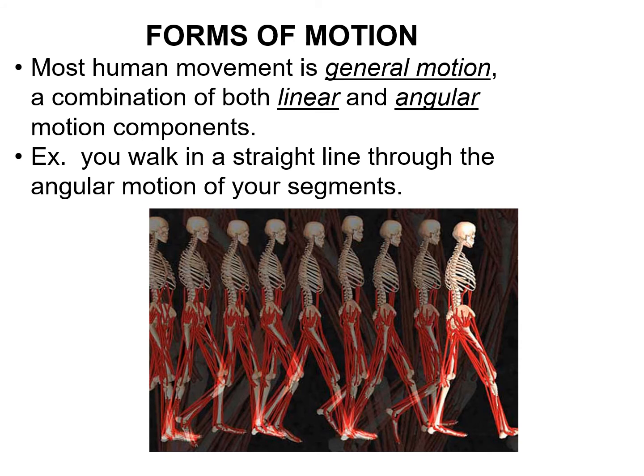So for an example, you're walking in a straight line, you're performing linear motion, but you're accomplishing that through the rotation of your limbs at your joints, which is your angular motion. So you're walking in a straight line, which is our linear motion, but that's accomplished by angular motion of your limbs.